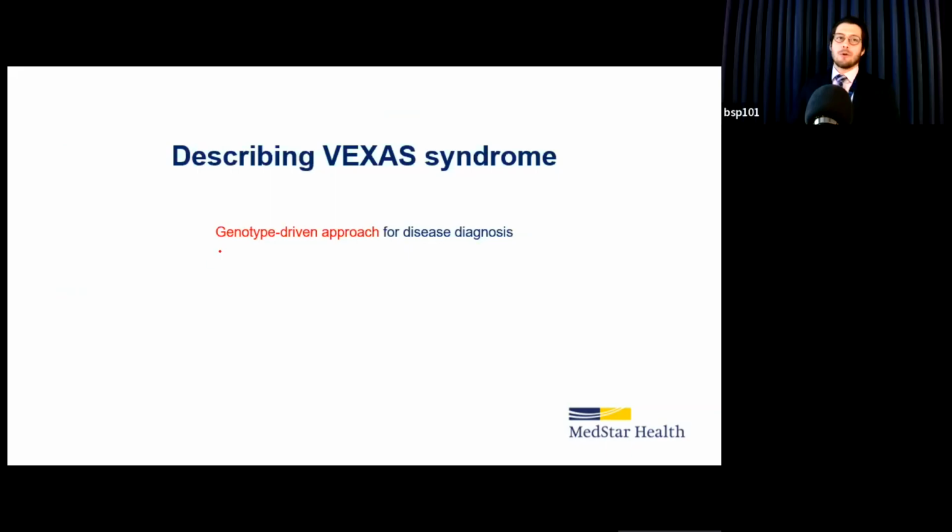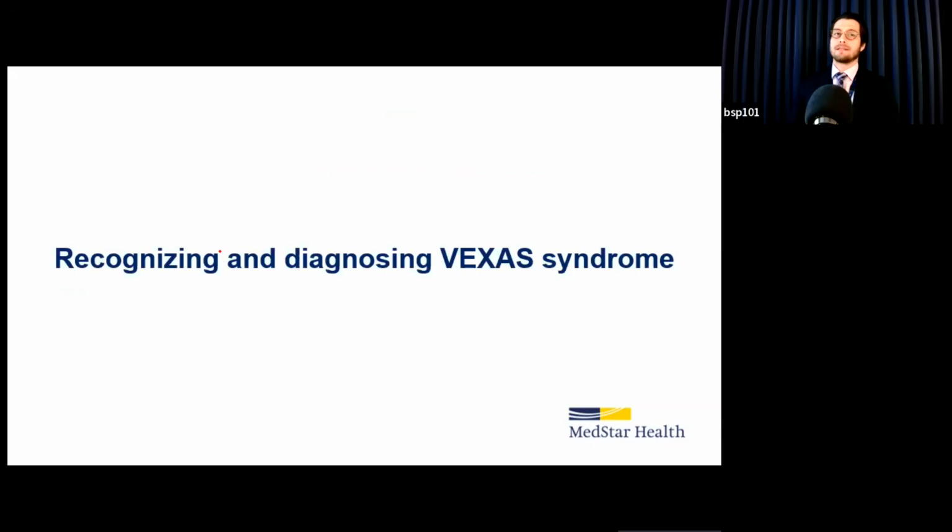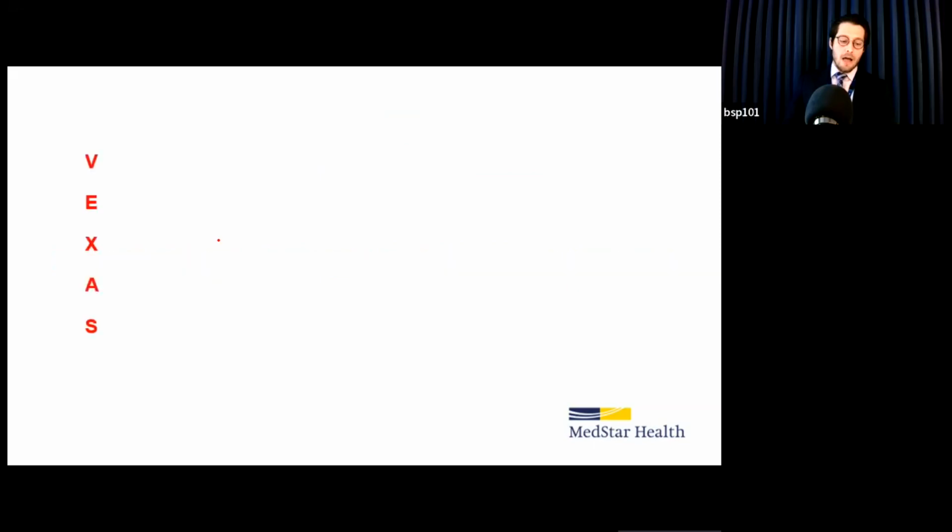So enough of all the boring stuff. And now what is important for us in clinical practice is to understand how to recognize and diagnose patients with VEXAS syndrome, right? That's the hope of the talk today. So people or healthcare providers from different specialties understand the syndrome and can make this diagnosis sooner rather than later. So now that you understand the pathophysiology, you're going to understand where the name comes from.